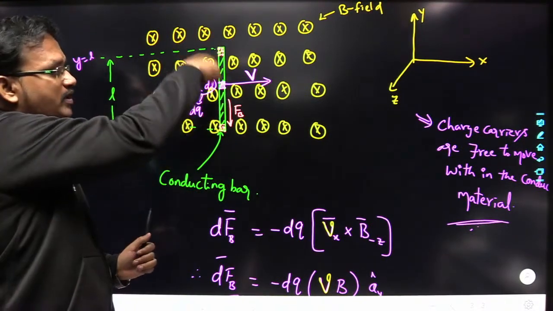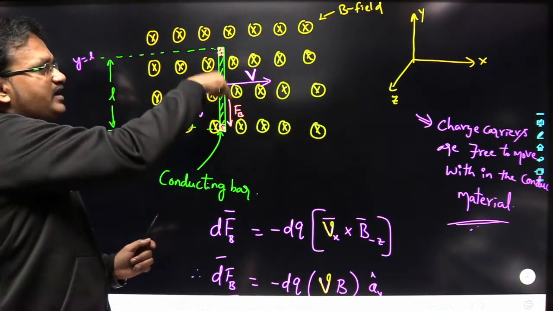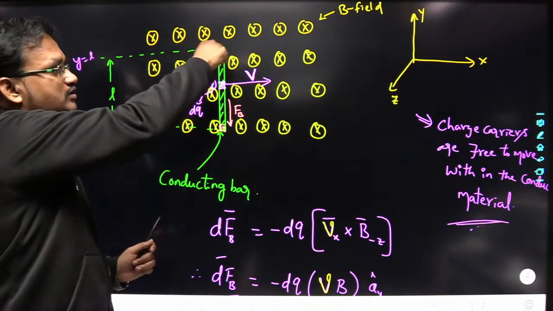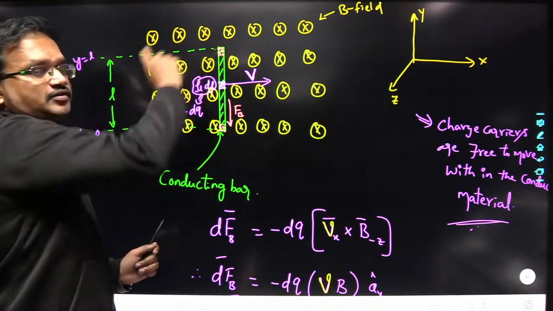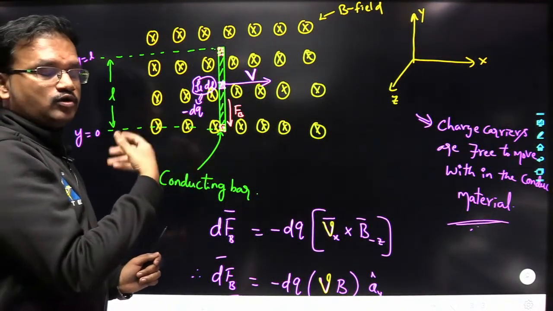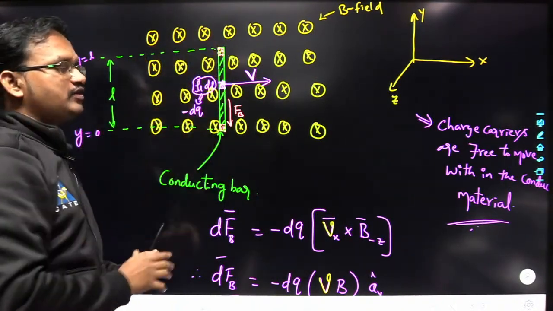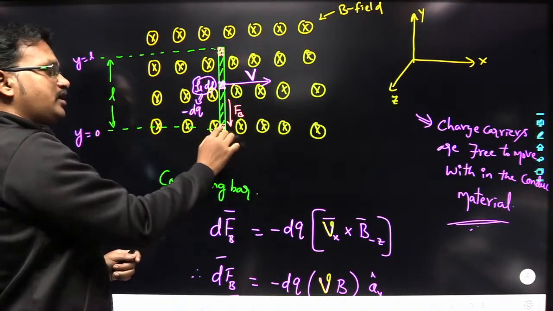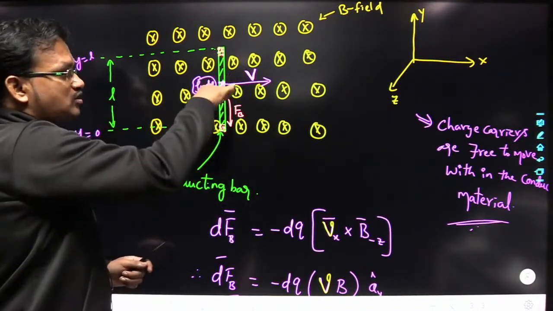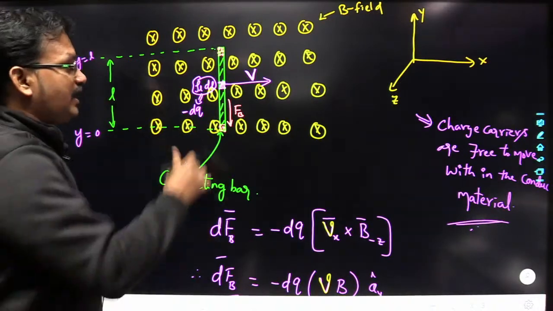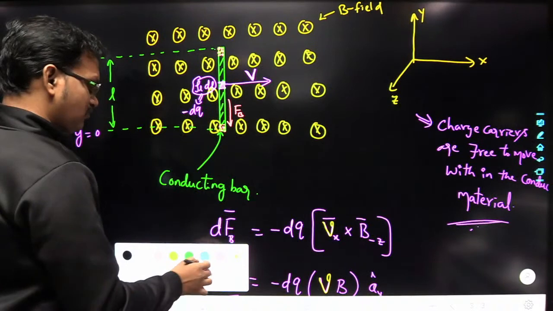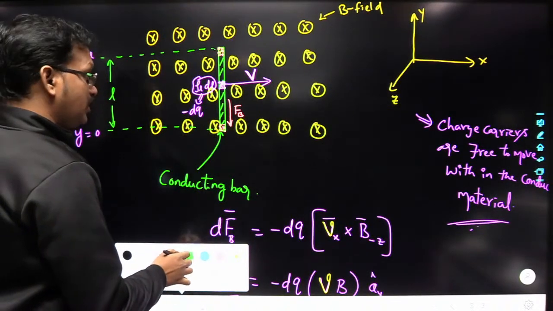So because of this, what will happen here? There will be a deficit of negative charge carriers at the top of the conducting material. That deficit you can accommodate with positive charge. So positive charge will get developed at the top and negative charge at the bottom. Because of this, the electric field will get developed. Yes or no? The same thing we have learned.